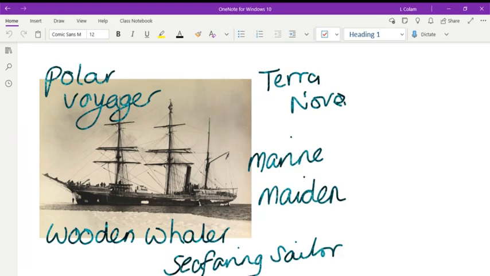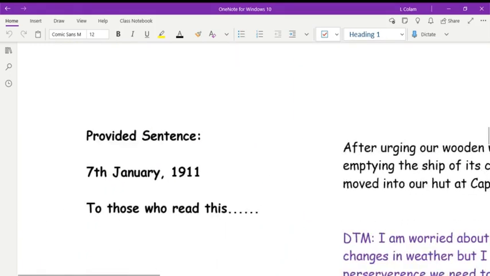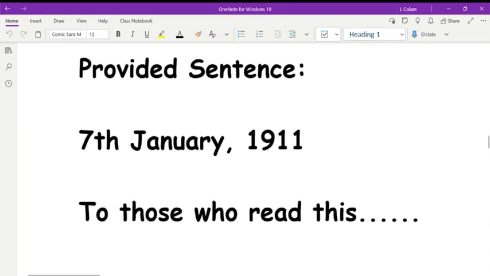So you will see within your teacher model that you have been given a provided opener. So we've given you the date that you need to use, so the 7th of January, 1911, and we've given you a starting sentence. So this is our salutation, our greeting. Now, again, as I always say, you don't have to use the provided sentence. You have to use the date, obviously, because that is a fixed point in time, but you could change and adapt this opening sentence.